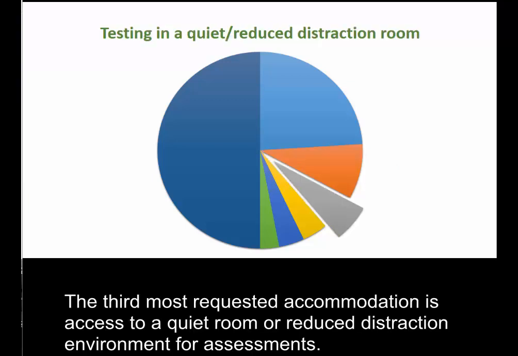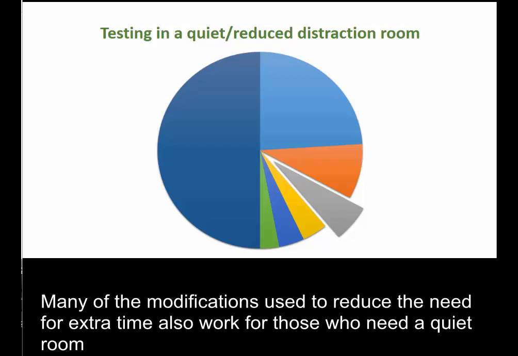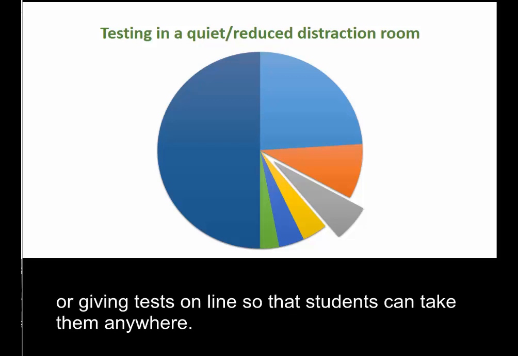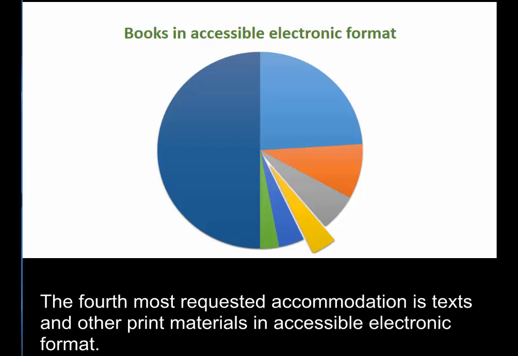The third most requested accommodation is access to a quiet room or reduced distraction environment for assessments. Many of the modifications used to reduce the need for extra time also work for those who need the quiet room. For example, alternate assessments in lieu of giving traditional in-class tests or giving tests online so that students can take them anywhere. The fourth most requested accommodation is text and other print materials in accessible electronic format.